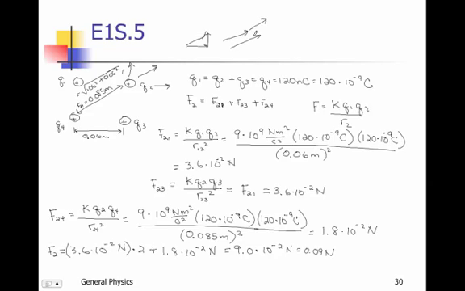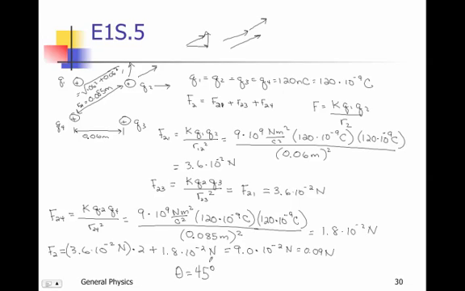So I know that the direction for the force is going to be at a 45-degree angle, and that's because the charges are arranged in a square. If they were arranged in a rectangle, I wouldn't have the same angle. So I know that the angle theta is going to equal 45 degrees.